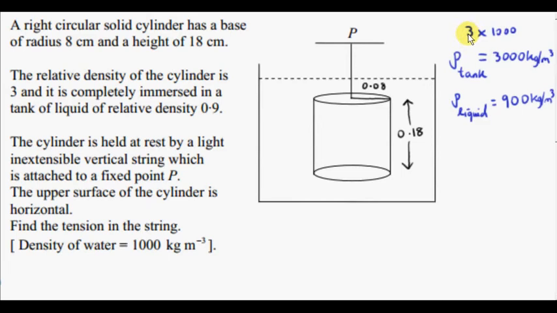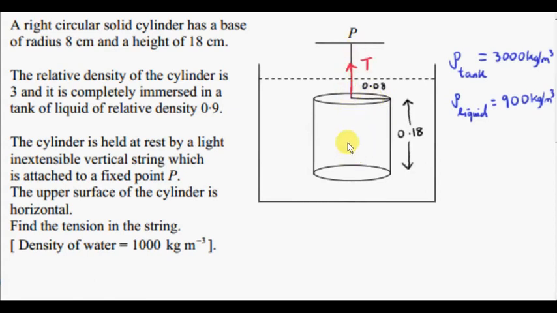The cylinder is 3 times more dense than water. The liquid is 0.9 times as dense as water, so we multiply 0.9 by 1,000 to get 900 kilograms per meter cubed. The cylinder is held at rest by a light, inextensible vertical string which is attached to a fixed point P. The upper surface of the cylinder is horizontal. We want to find the tension in the string.